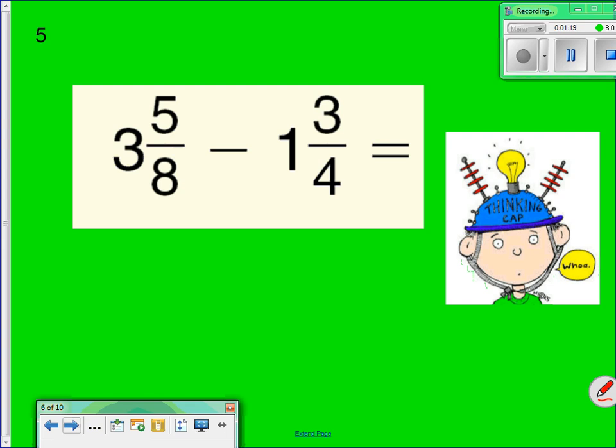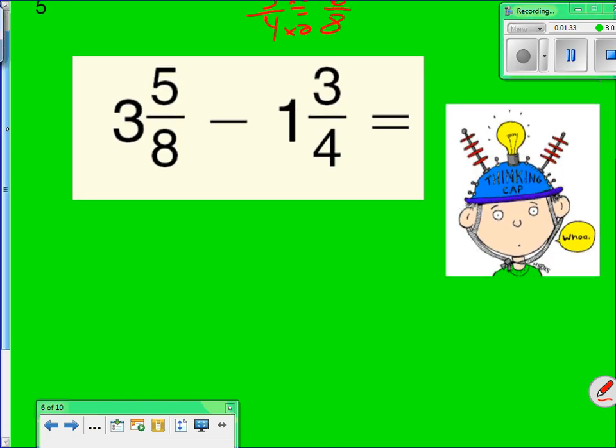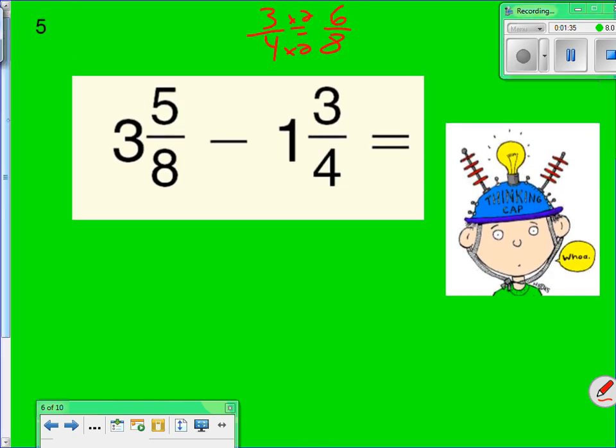The next thing we're going to do here is common denominators. 4 and 8, we're going to have to change 3/4 into eighths. 4 times 2 and 3 times 2 gives me 6/8. I'm going to rewrite this problem: 3 and 5/8 minus 1 and 6/8.